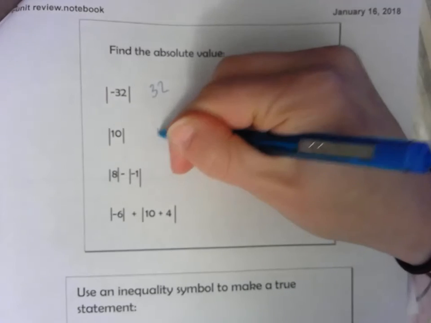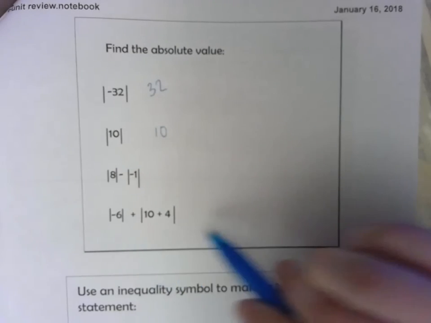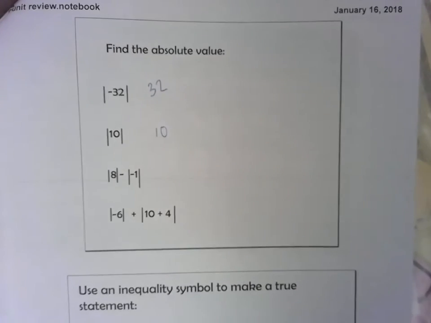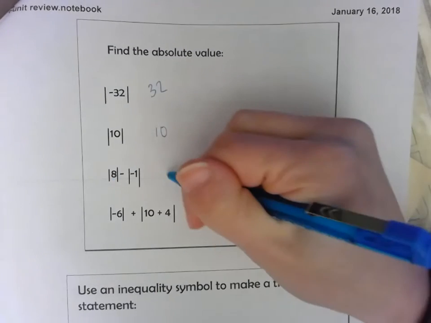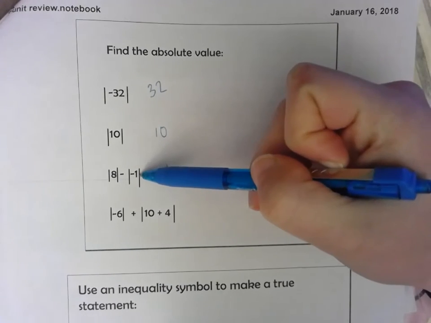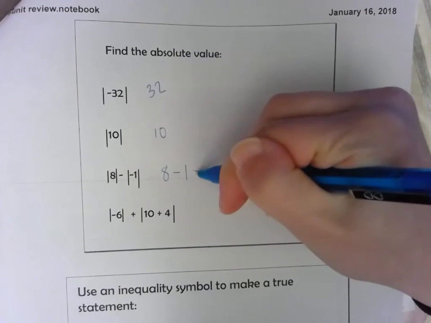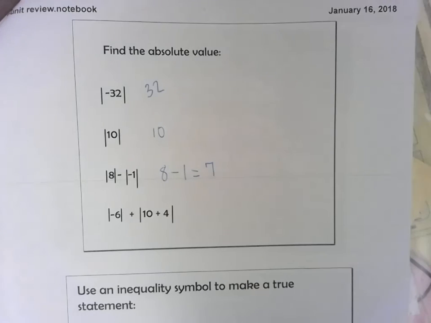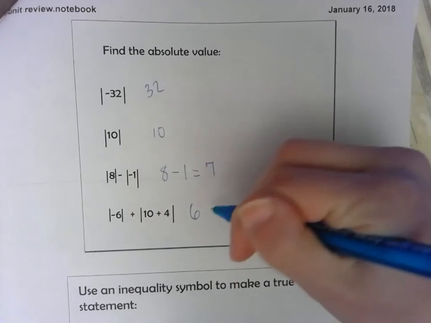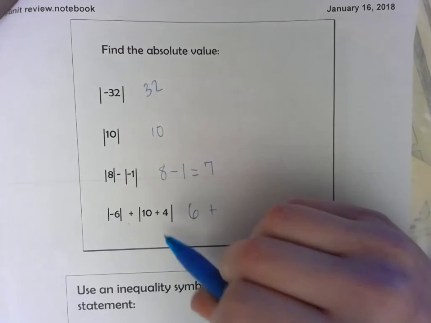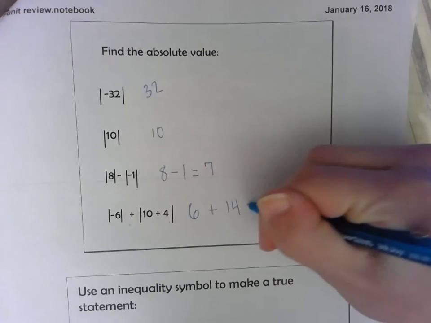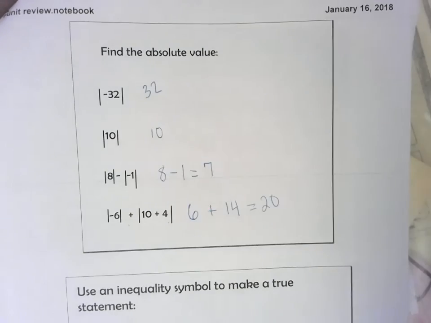10 would be 10. And now whenever you see a number sentence, I'm actually going to write out the integers without the absolute value first. So the absolute value of 8 is 8. I keep my subtraction sign. And the absolute value of -1 is 1. So 8 minus 1 is 7. Okay? The absolute value of 6 is 6. Keep the addition sign. And then the absolute value of 10 plus 4 is 14. So 6 plus 14 is 20.